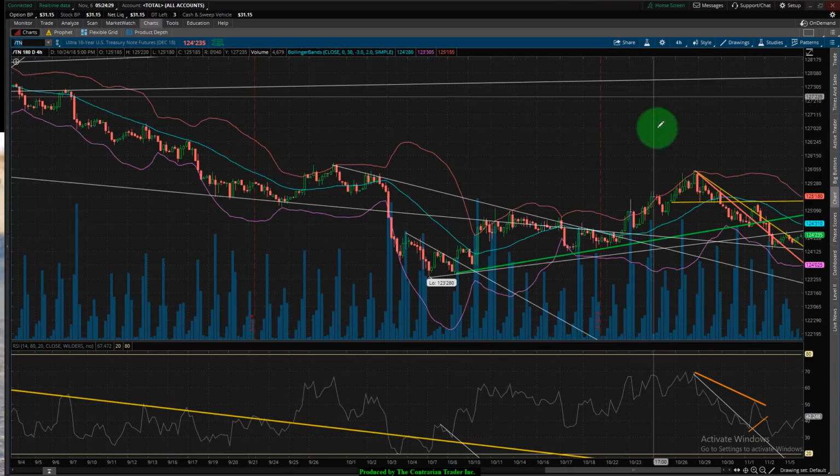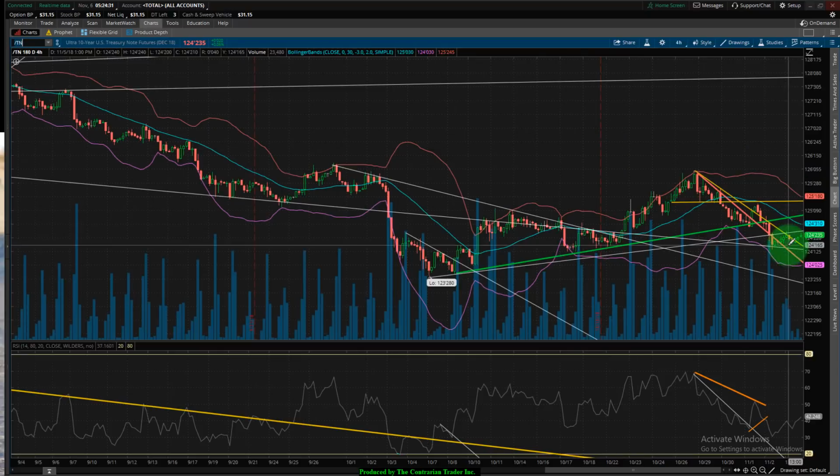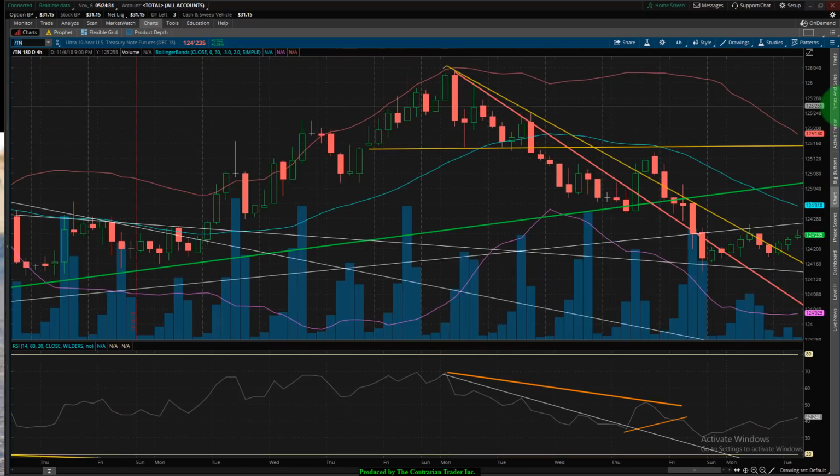Let's check out yields. Well, this is actually the 10-year Treasury note. So if the note is rallying, that means yields are pulling back. We were down yesterday. We are up this morning.